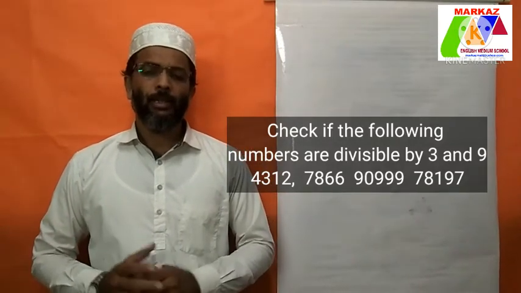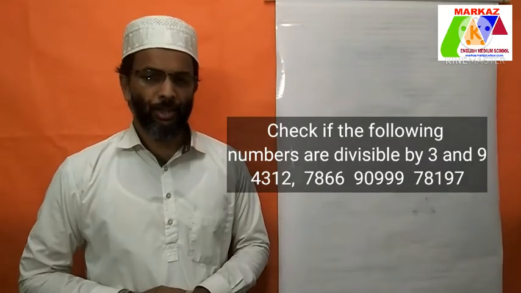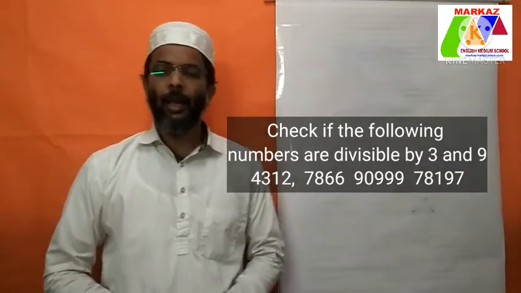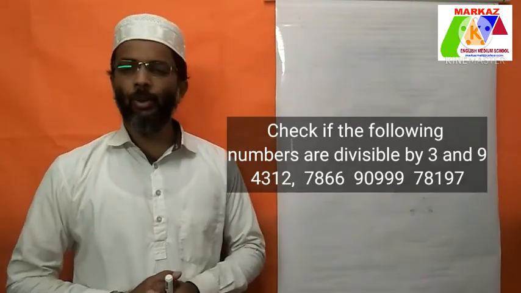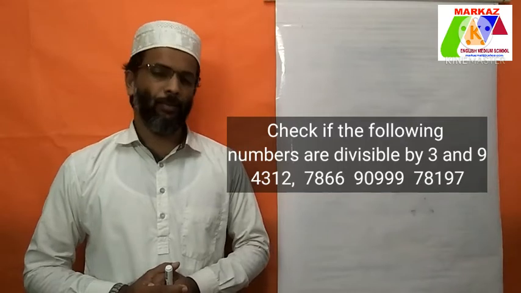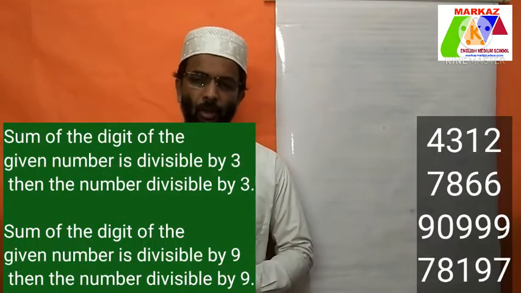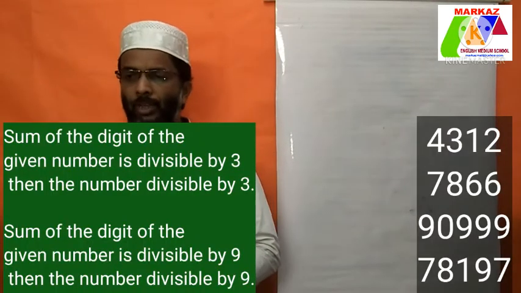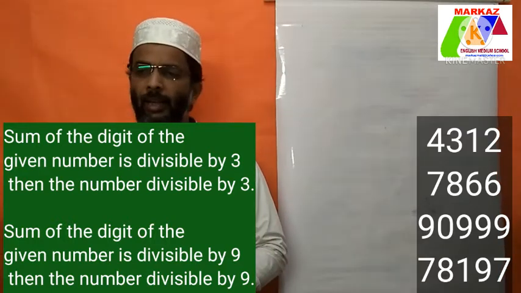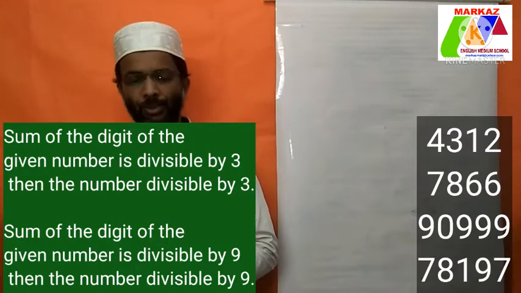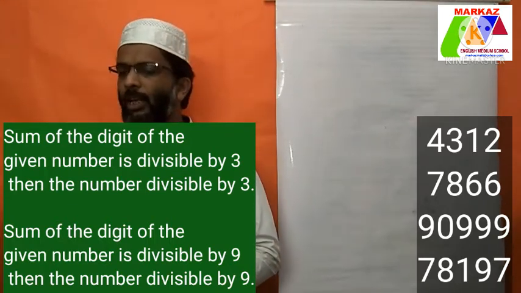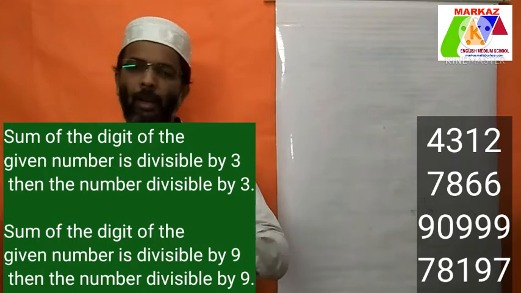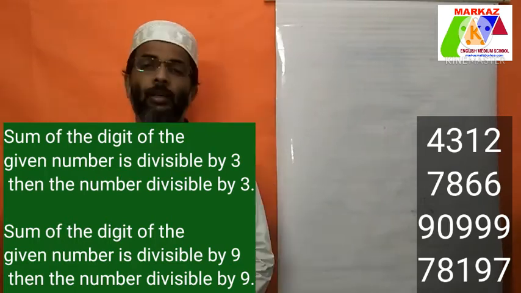4,312; 7,866; 19,999; 78,197. If the sum of the digits of the given number is divisible by 3, then the number is divisible by 3.